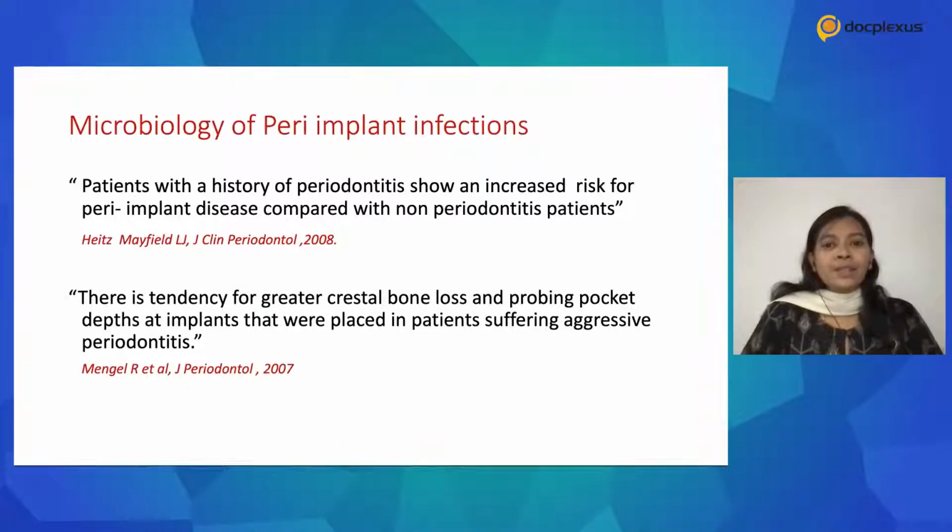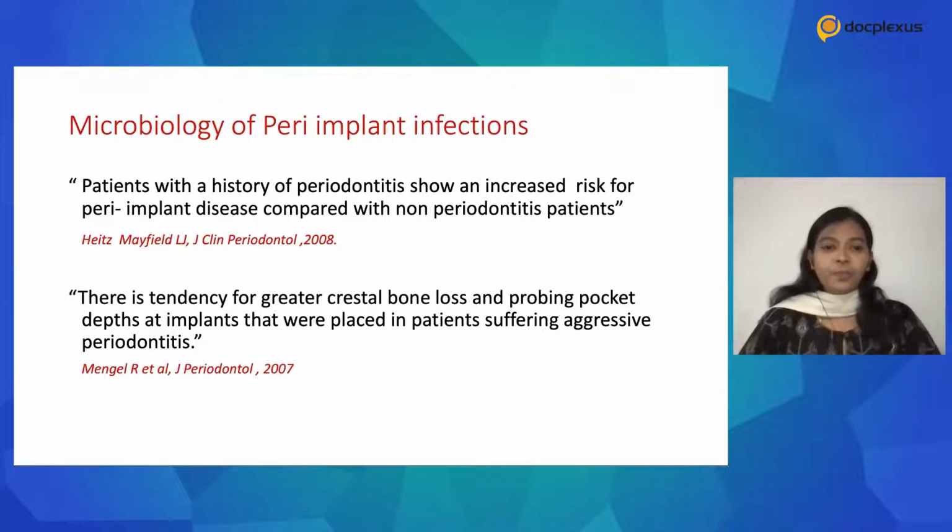So there was a very nice statement given by Hayes Mayfield et al. He said that patients with a history of periodontitis will show an increased risk for peri-implant disease compared with non-periodontitis patients. So even though patients have a lot of money when they come to you at the age of 45, and they have periodontitis, you should think carefully about placing an implant in such patients. It's good the patient is interested in placing an implant, but if the patient has periodontitis, whether you treat it at that moment or you do not treat it at that moment, it definitely is a risk factor for the implant survival rate.